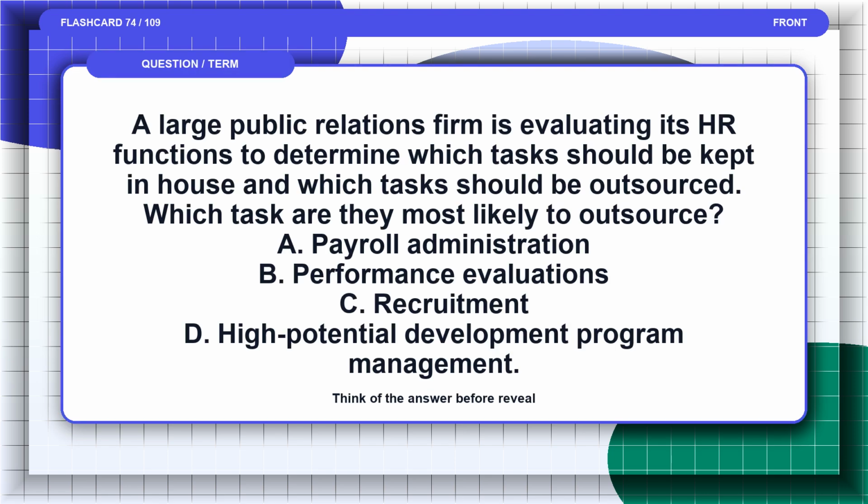Flashcard 74. A large public relations firm is evaluating its HR functions to determine which tasks should be kept in-house and which tasks should be outsourced. Which task are they most likely to outsource? A. Payroll administration. B. Performance evaluations. C. Recruitment. D. High potential development program management. Pause and think of the answer before the reveal.